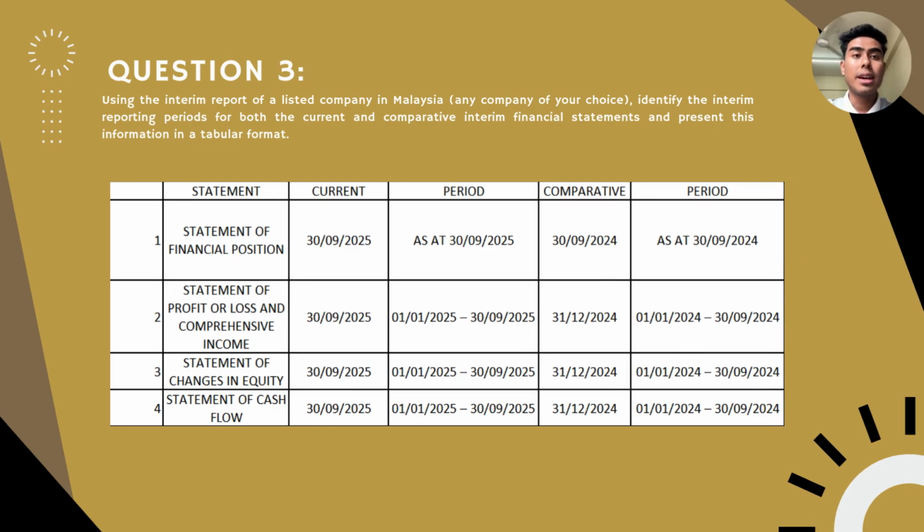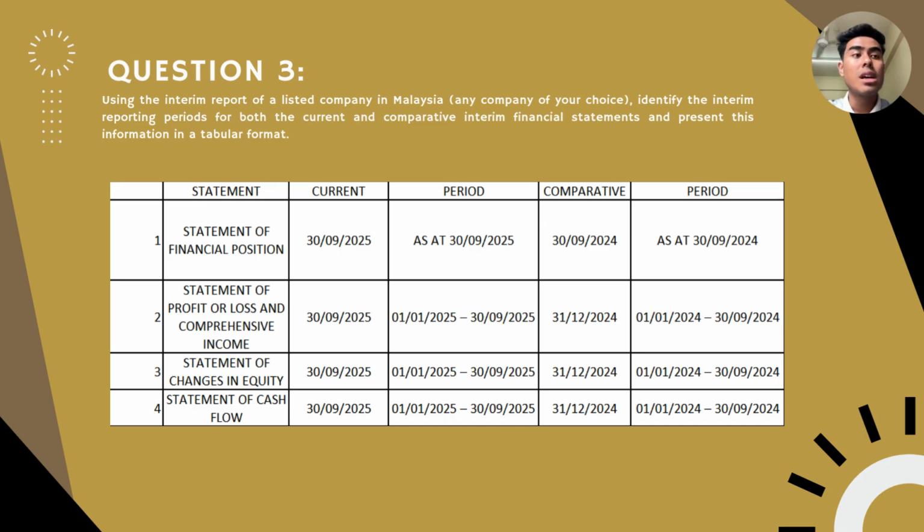Moving to our third slide, it is important to understand the reporting periods used for comparison. In accounting, we don't just look at numbers in isolation. We compare them to previous periods to identify the trends. For the statement of financial position, we compare the current status as of 30 September 2025 against the comparative audited year end, which was 31st December 2024. This shows how the company's wealth has grown since the start of the year.